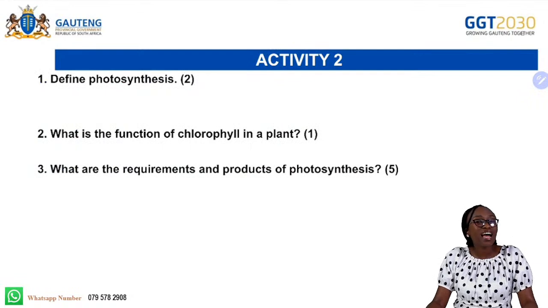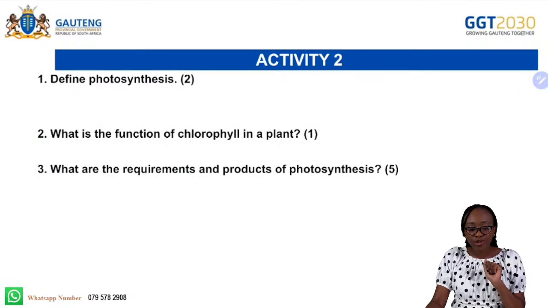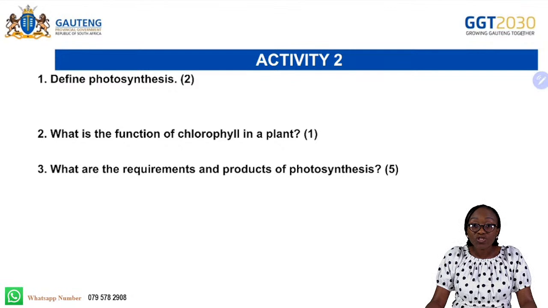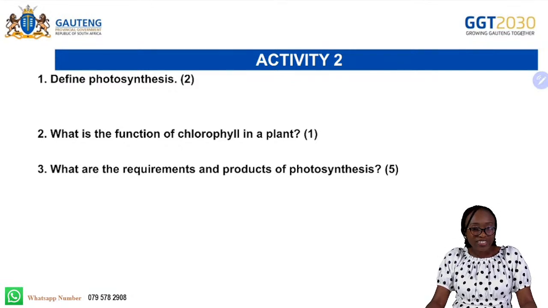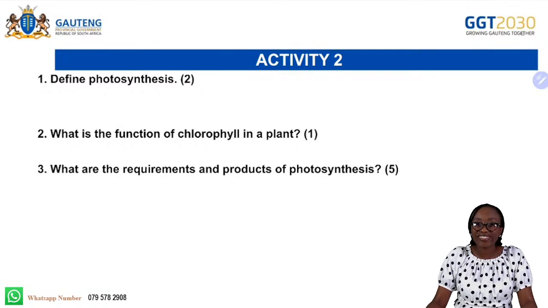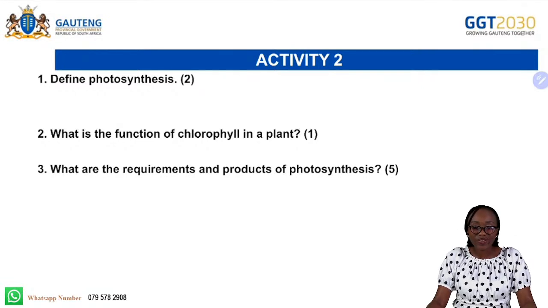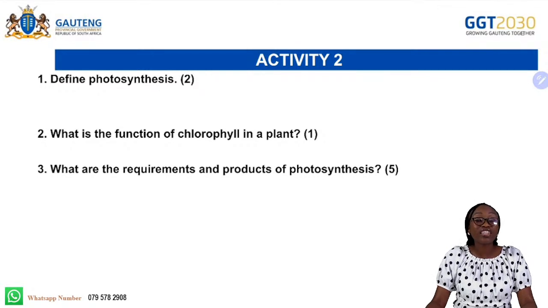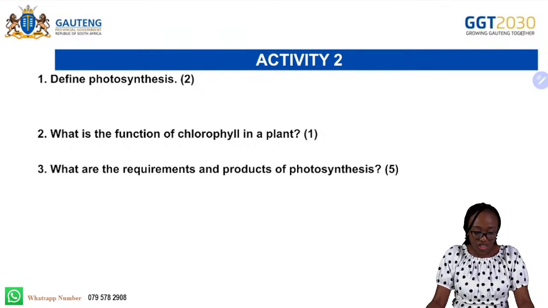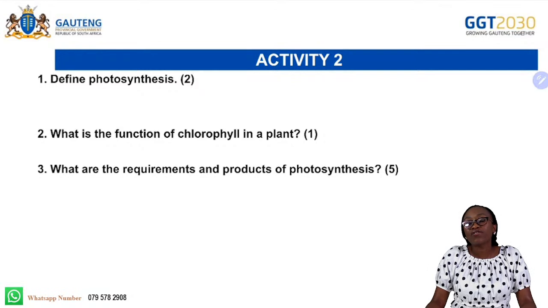So which brings us to activity number 2. I'm going to read out the questions and then give you time to answer them. First question reads, define photosynthesis. Define photosynthesis for 2 marks. The second question reads, what is the function of chlorophyll in a plant? And then the third question is, what are the requirements and products of photosynthesis, for 5 marks.